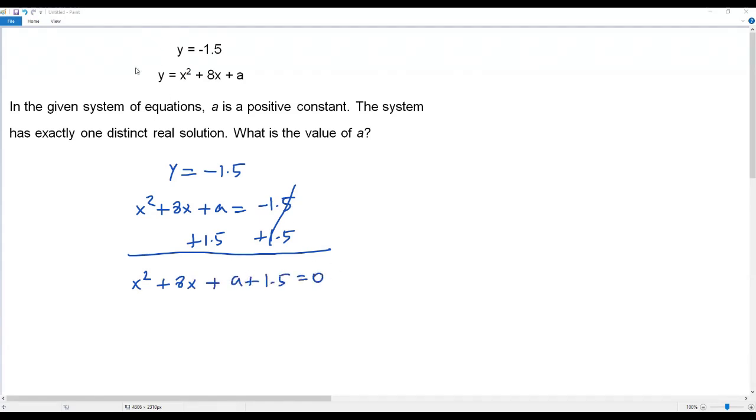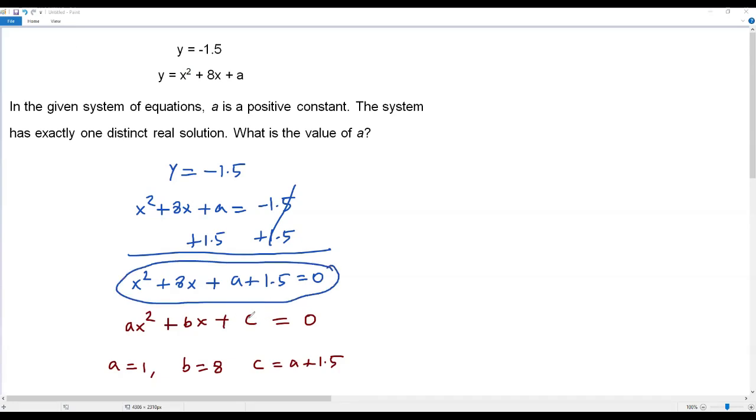Now this quadratic equation is in standard form, that is ax square plus bx plus c equals 0. Here a is the coefficient of x square. We don't find any number in front of x square, so I have to assume there is 1, so a equals 1. b is the coefficient of x, so b is equal to 8. And c is the constant term, which is A plus 1.5. So when I solve the given system of equations, I get a quadratic equation.